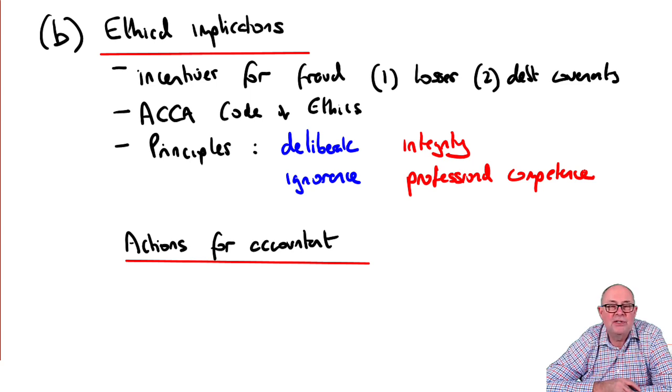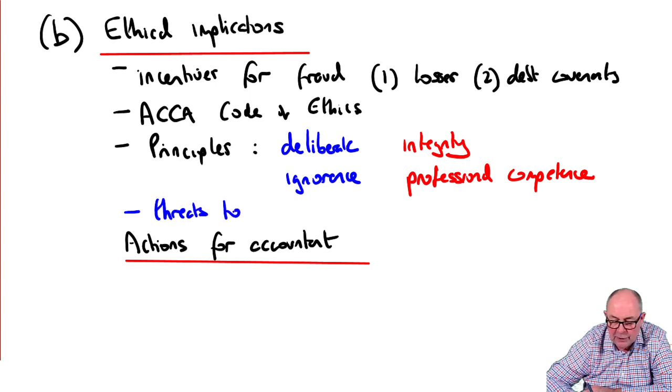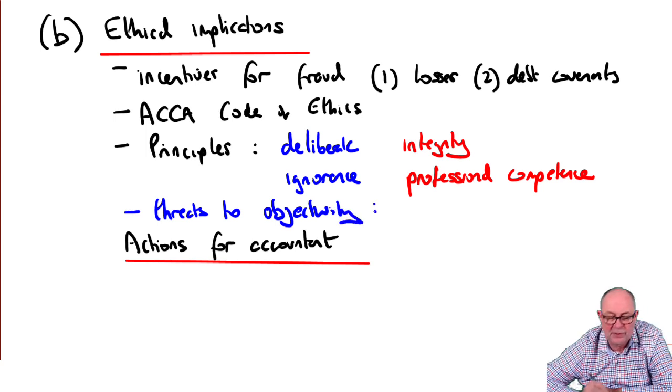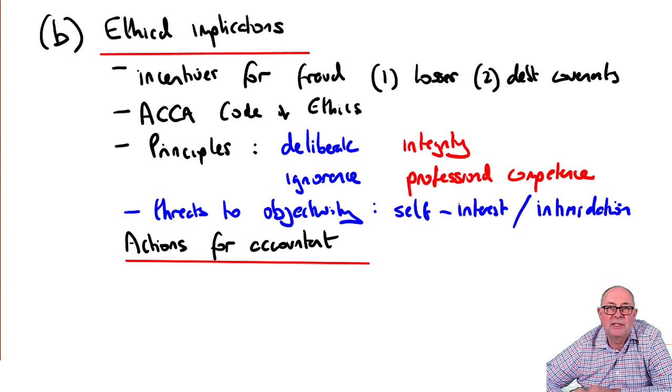The last sentence also says that jobs are at risk, including the accountant. So there's an implied threat there, isn't there? There are threats to the accountant's objectivity. You met those threats when you did your auditing studies, but they're the same. They apply to us in all our professional lives, not just as auditors. Self-interest, because I do not want to lose my job. Intimidation, because my boss does not want to lose his.